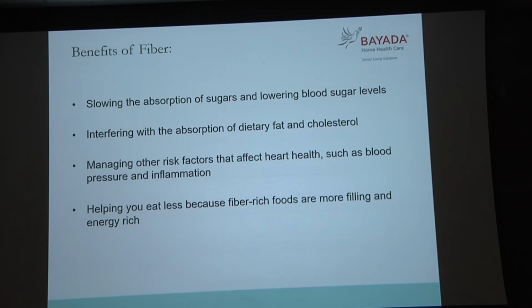Fiber-rich foods are good for preventing diabetes for a couple of reasons. They slow the absorption of sugars. They help lower blood sugar levels. They interfere with the absorption of fat and cholesterol. They manage some of the other risk factors that affect your heart health, such as high blood pressure and inflammation. If you have diabetes or are at risk for it, high blood pressure and inflammation are just things that aren't good to have along with it. So that's important.